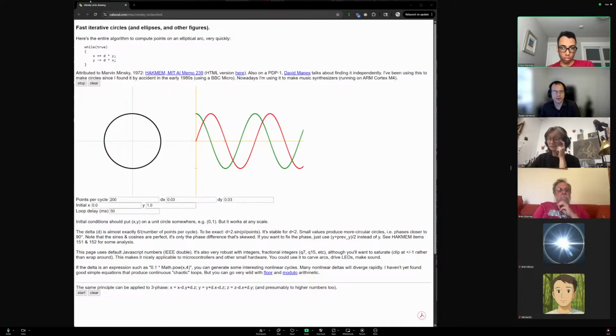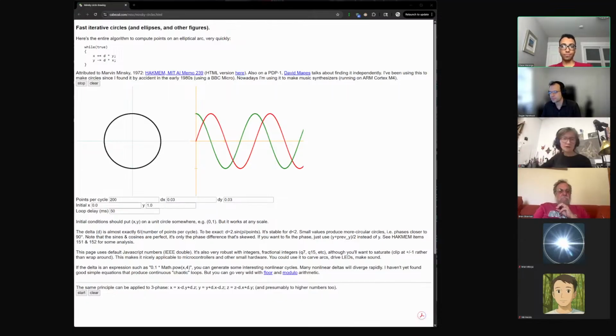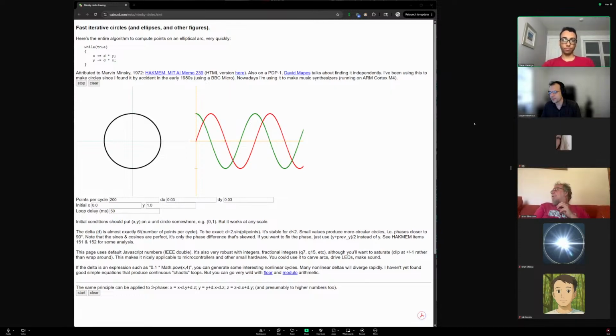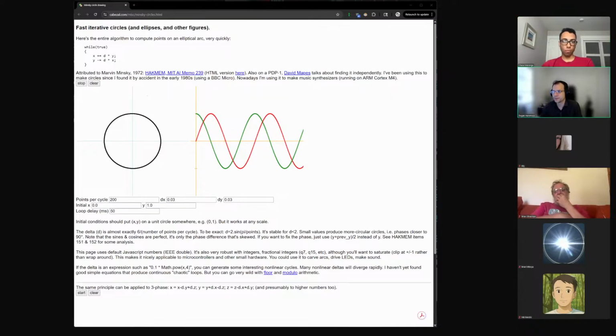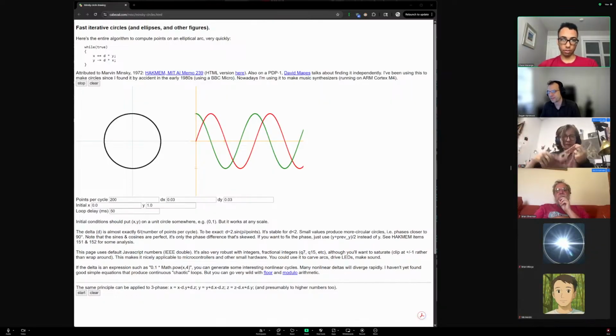Elliot, can you share your beadwork? Ellie is an artist and does a lot of beadwork and has done a lot of cellular automata beadwork. Yeah, I've seen a little bit of your work.